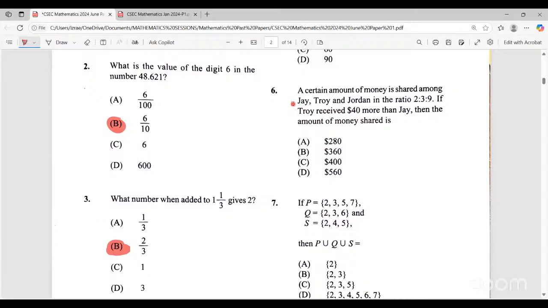Number 6, a certain amount of money is shared among Jay, Troy, and Jordan in the ratio 2 to 3 to 9. If Troy received $40 more than Jay, then the amount of money shared is. So the difference between Troy and Jay is $40. In other words, the difference between the shares 2 and 3 will give you $40. So that means 3 minus 2 is 1 share. So 1 share equals $40.